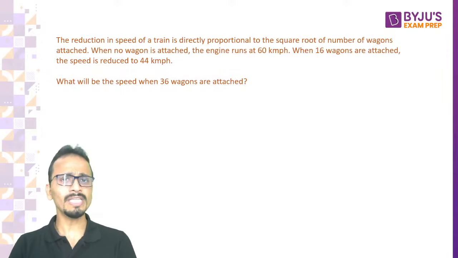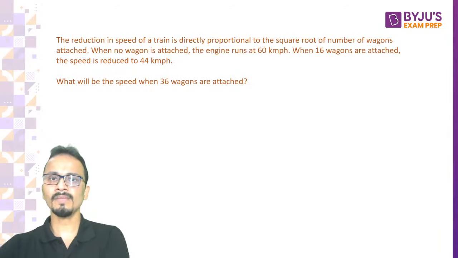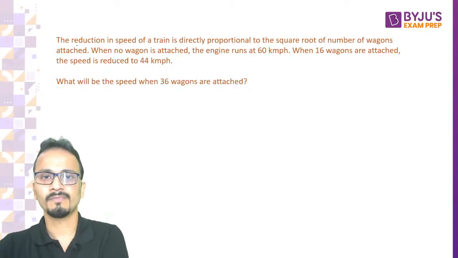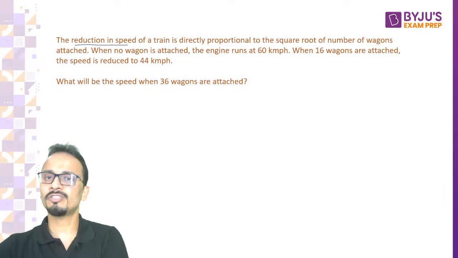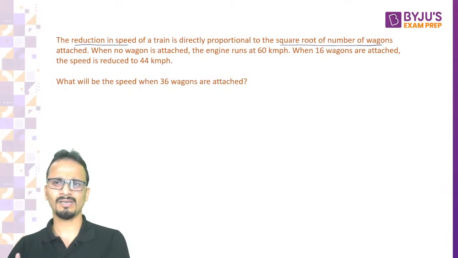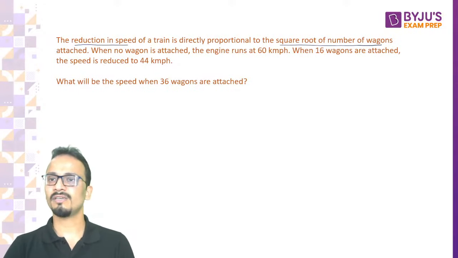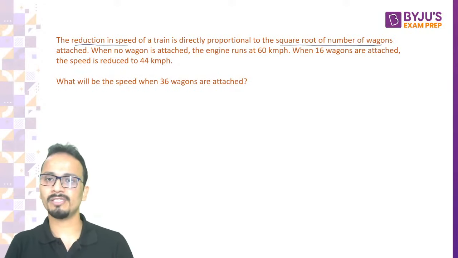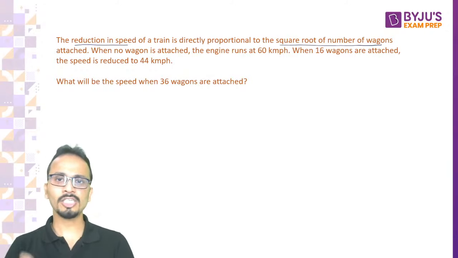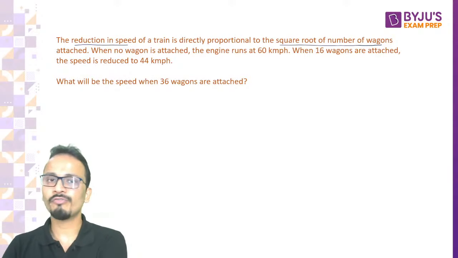So let's read this question. The question says that the reduction in speed of a train, important words, reduction in speed, is directly proportional to the square root of the number of wagons attached. Wagons are like the bogies. Obviously the speed of the train will reduce when we keep attaching more and more wagons. The reduction in speed is directly proportional to the square root of the number of wagons attached.